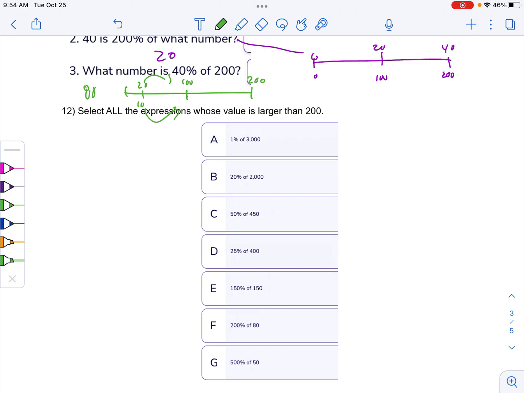All right, select all the expressions whose value is larger than 200. Well, 1% of 3,000, got to move the decimal 2 places, so that's 30. 20% of 200, well, 10% is just move the decimal 1 space over, which is 20, so 20% is double that. So that's 40. 50% of 450, so half of 450 is 225.